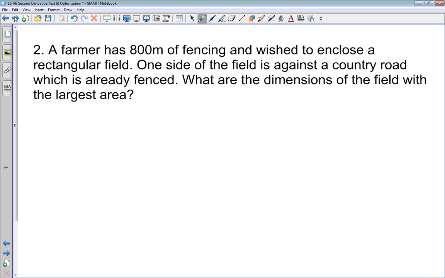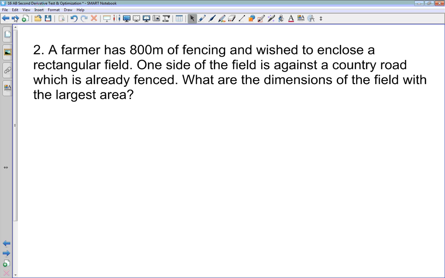Okay? A farmer has 800 meters of fencing and wishes to enclose a rectangular field. One side of the field is against a country road, which is already fenced. What are the dimensions of the field with the largest area?